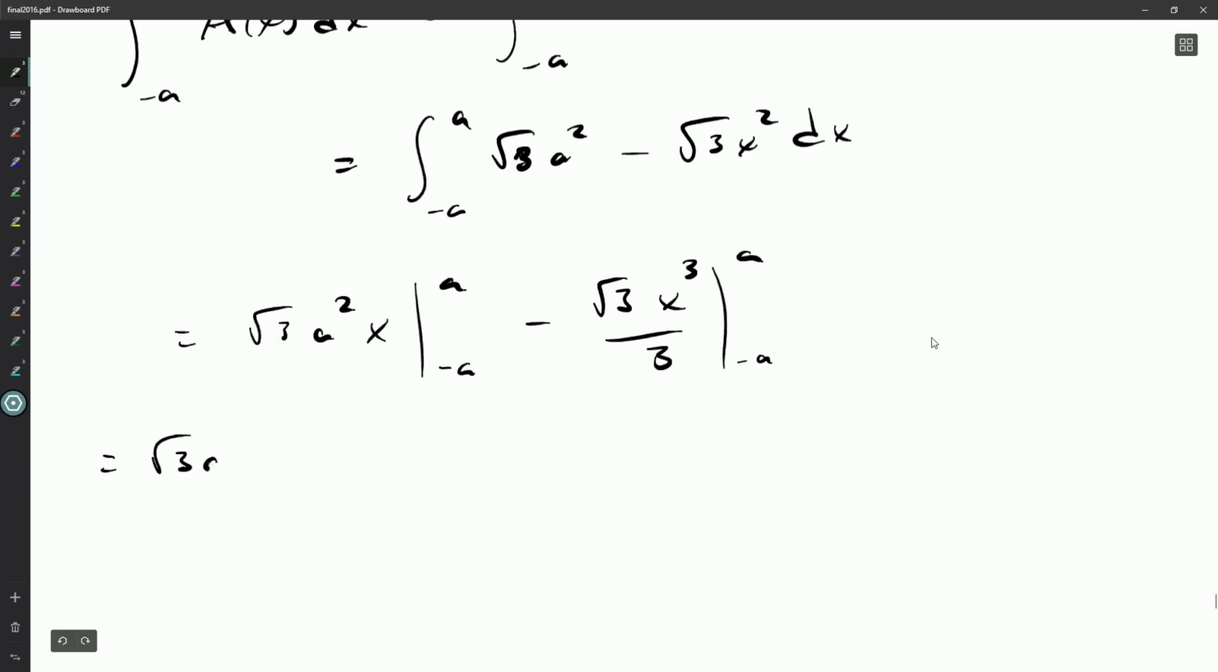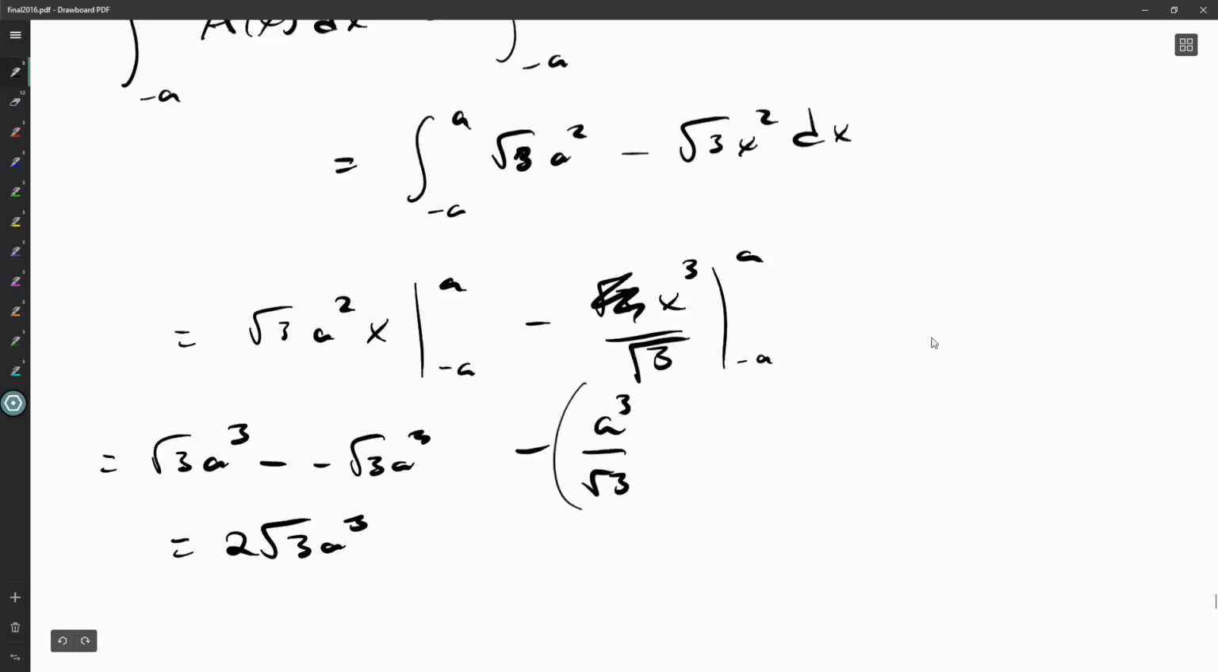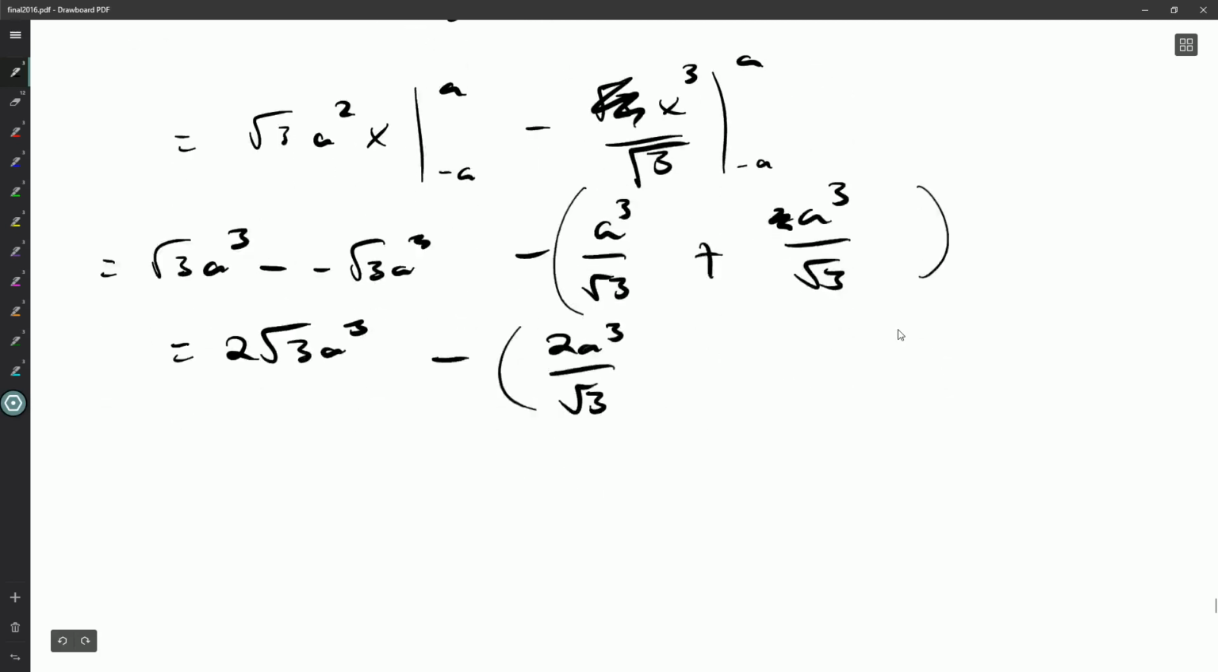Okay, so that'll be root 3 a cubed minus, and then the minus a going in will turn it into minus root 3 a cubed. So we'll get 2 root 3 a cubed from this first little bit. Minus, now we get, well, the root 3 and the 3 will cancel each other out in a little bit, so I could turn it into 1 over root 3. So we get a cubed over root 3. Minus, and then negative a cubed will also be minus a cubed over root 3. So I guess those would turn into a plus. So it'll be minus, turn this into a plus, minus 2a cubed over root 3. We could take out a factor of a cubed. So 2 root 3 minus 2 over root 3.